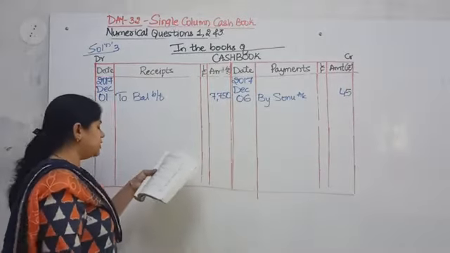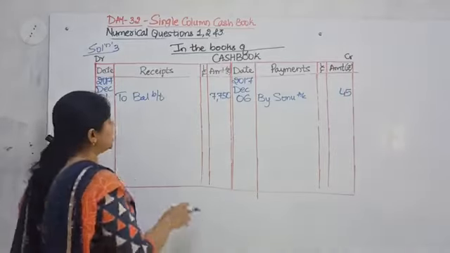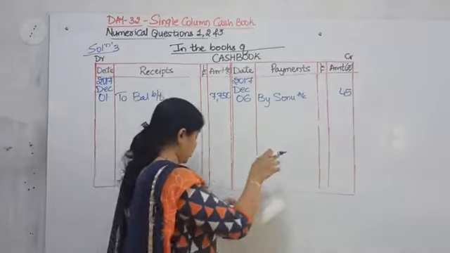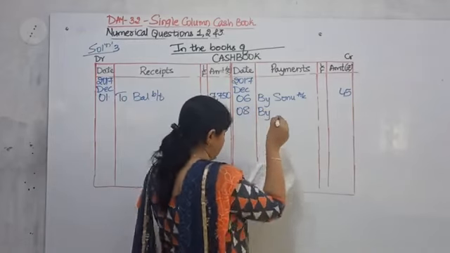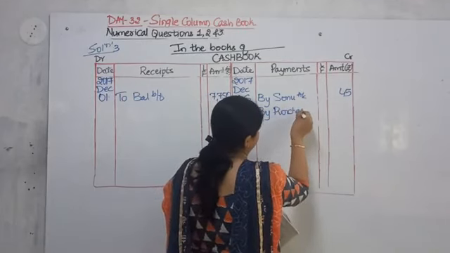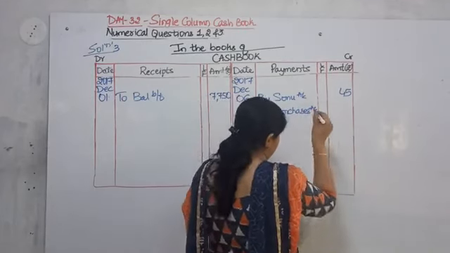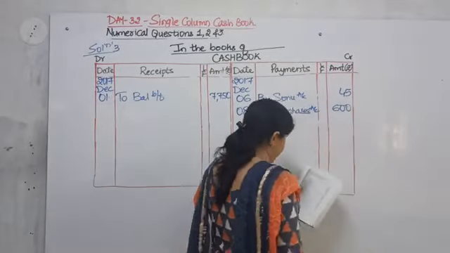Okay? Next, purchased goods. So whenever you make purchases, ultimately it's a payment. So write it down on the payment side. By purchases account. What is the amount? See, amount is equal to 600.